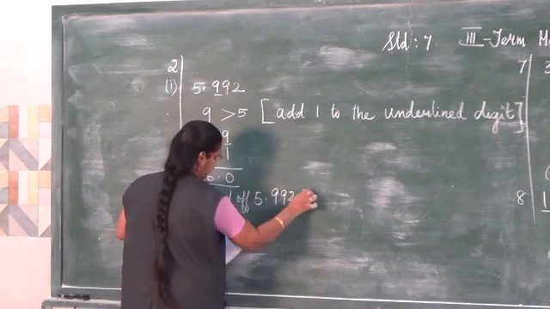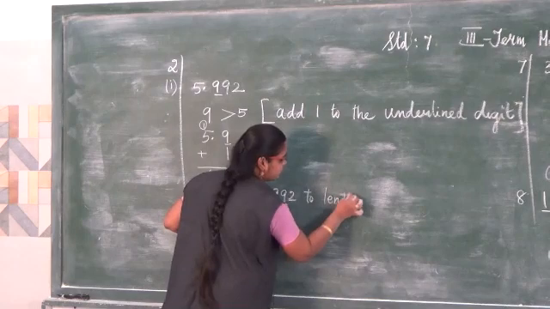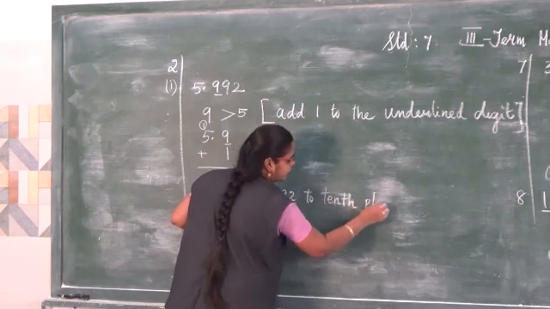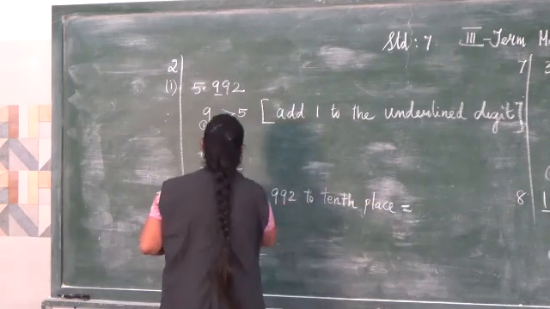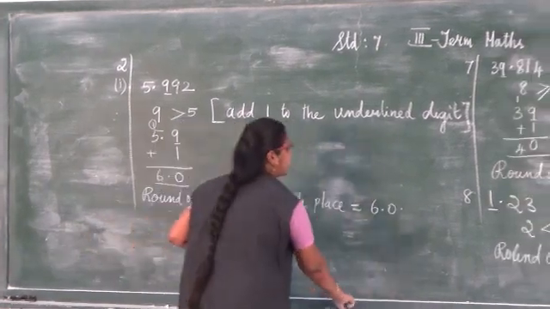So 5.992 rounded to the 10th place is equal to 6.0. So the next problem.